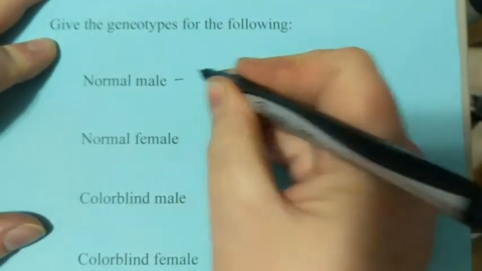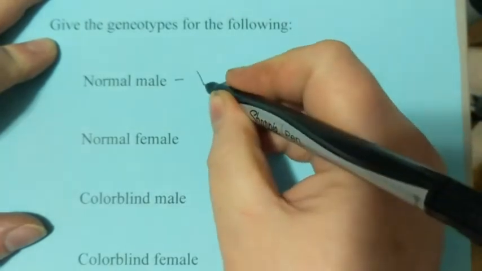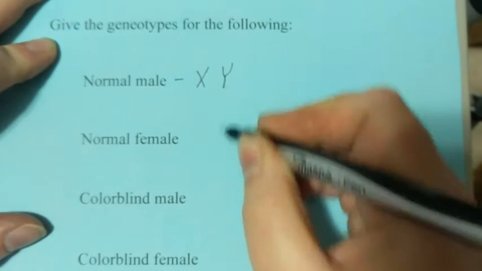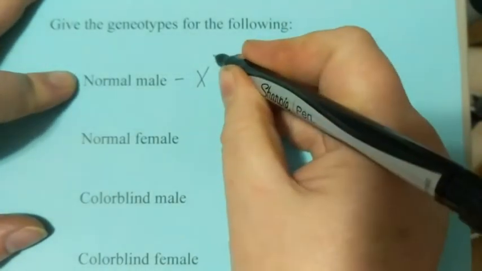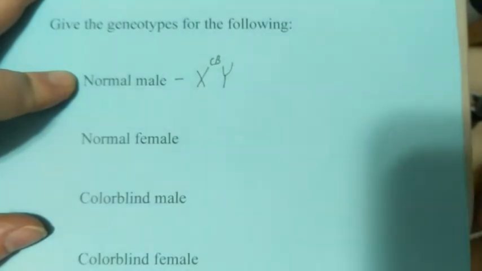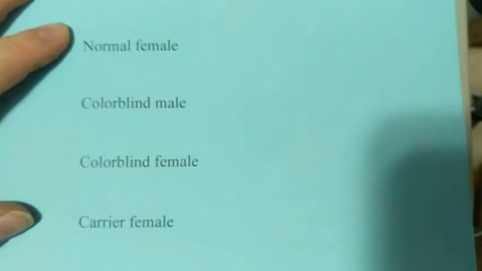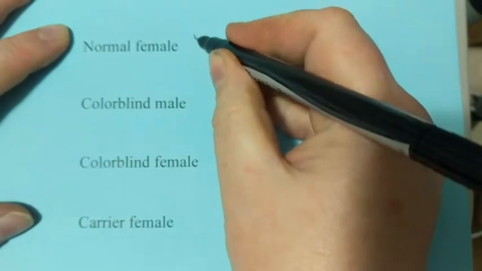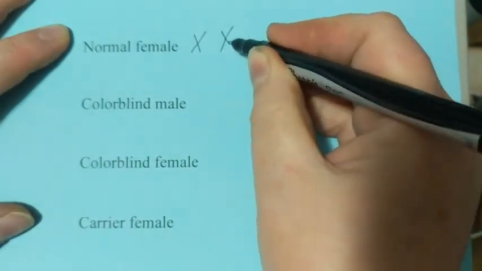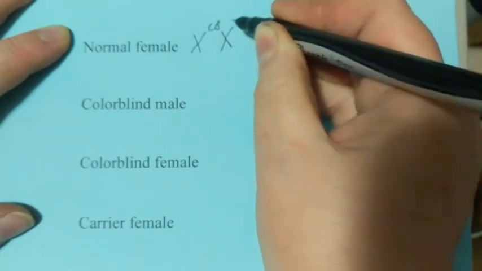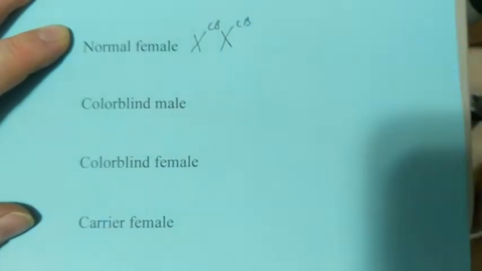What would the genotype for a normal male be? Well, if he's a normal male, he has an X and a Y chromosome. If he can see colors, that means he has the dominant copy of the gene. So we would write a capital CB superscript to the X. All right, a normal female, and we're going to assume that this normal female is not a carrier. So she has 2 X's. If she's not a carrier, that means she has capital CB superscript on each of those X's to indicate that both of her X chromosomes have the dominant allele.